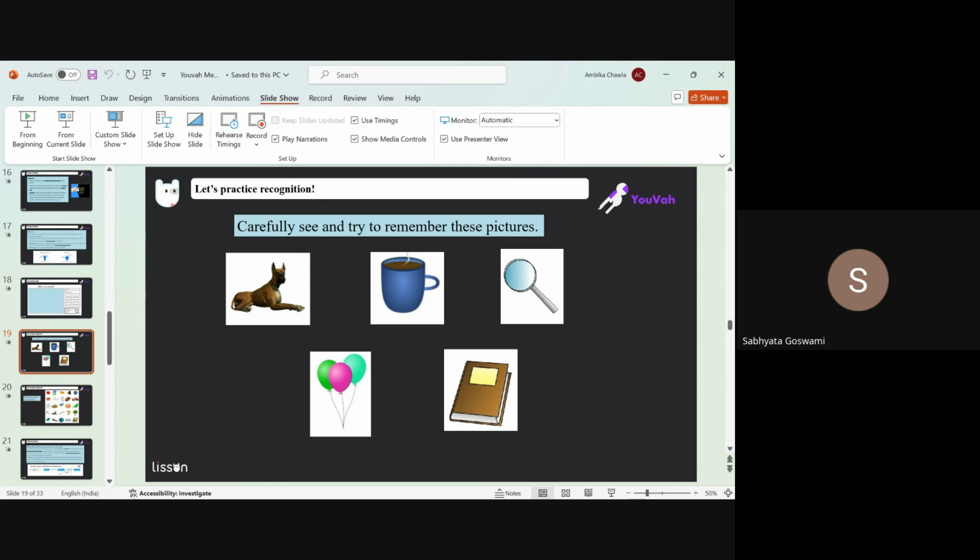All right. Zara, you have to see these 5 pictures and then you have to recognize them in the next slide. Okay. Yes, sure. You have 15 seconds to do that. Okay, we can move forward.